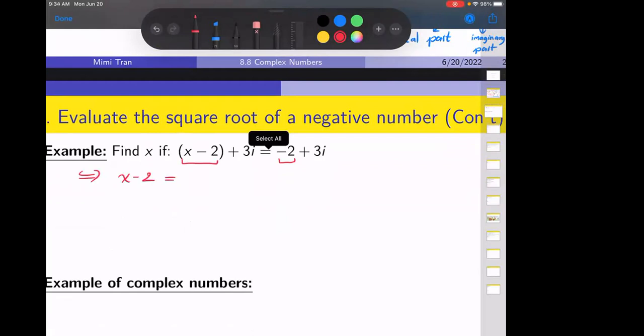What's my real component? x minus 2. Remember a plus bi? That's your a. So x minus 2 must be equal to negative 2. Can you solve for x? x equals 0, right?